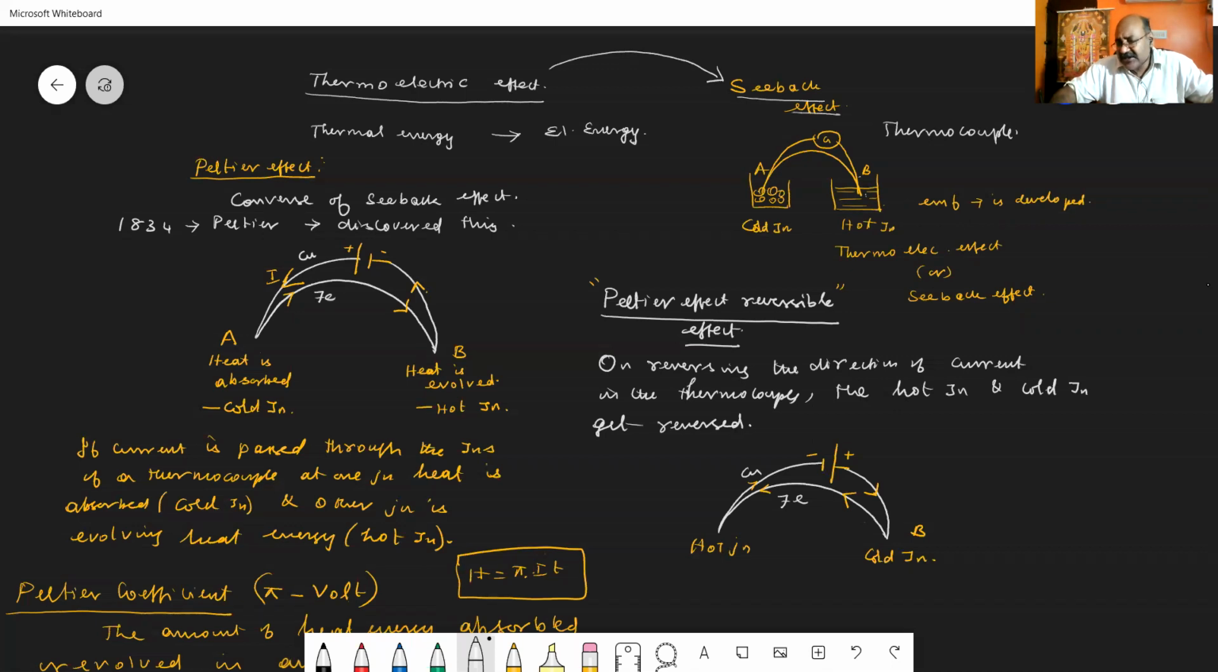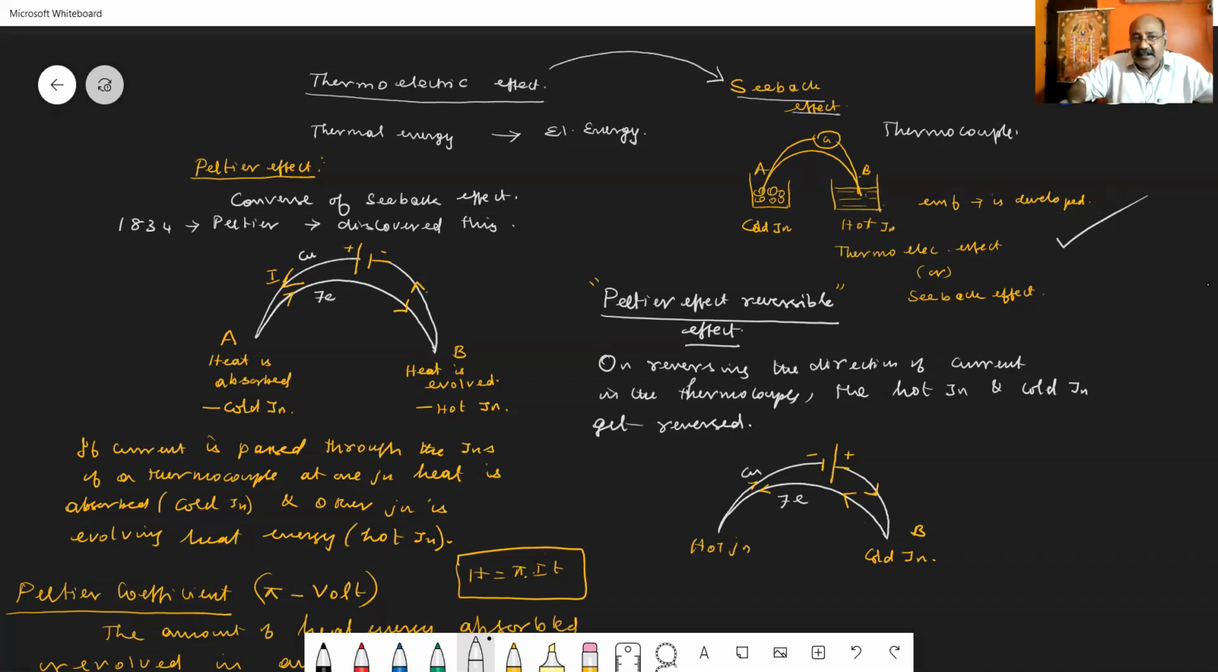Across the junction, an EMF or a current is passed. That EMF is thermoelectric EMF or the current is thermoelectric current. And the effect is called thermoelectric effect or Seebeck effect. Already we have studied about this. Now, we are going to study about the converse of this Seebeck effect.